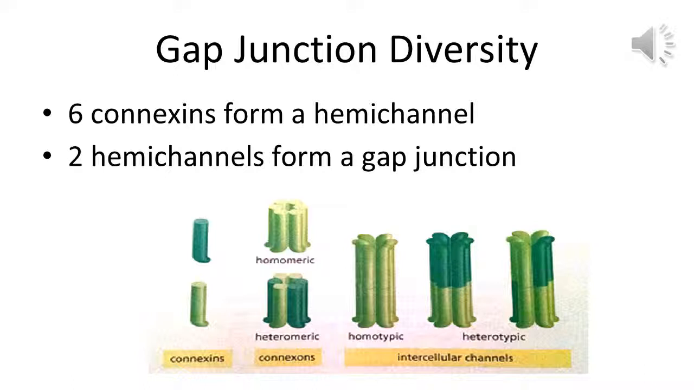When two hemichannels of adjacent cells come together, they form a gap junction, which can be homotypic, meaning the two hemichannels are of the same type, or heterotypic, when the hemichannels are formed of different connexins. This diversity in the types of connexins forming gap junctions allows for different permeabilities of the gap junctions.